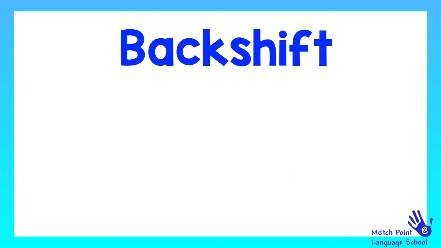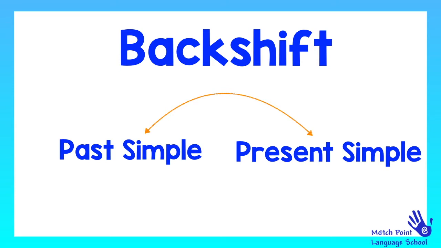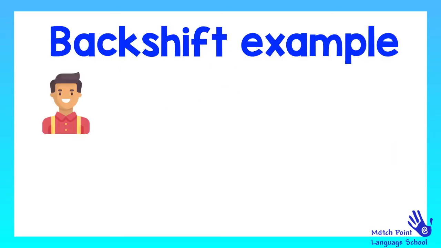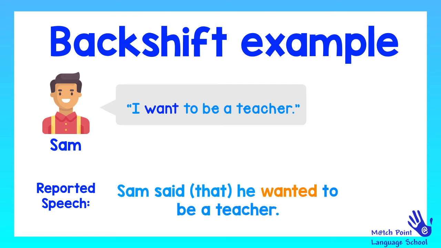Let's see, for example, what happens in present simple. If our verb is in present simple, if we use the reported speech, the same verb will have to be in the past simple. Okay? Let's see an example. Here is Sam, and he's saying, "I want to be a teacher." Okay? If we pass this sentence into reported speech, we will have to say, "Sam said that he wanted to be a teacher." Okay?